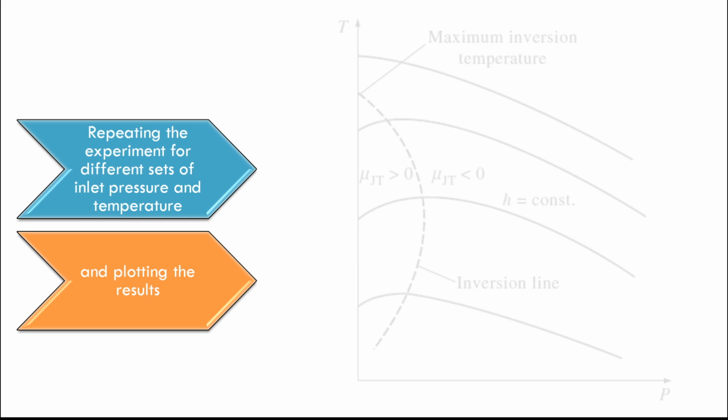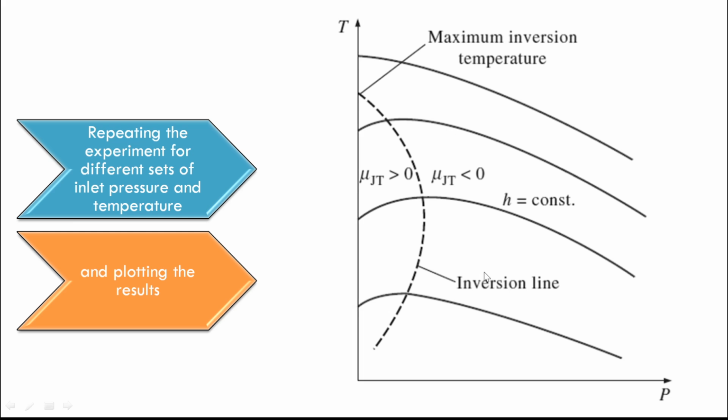Plotting the results, you will get different constant enthalpy lines like this. At a particular point on each constant enthalpy line, you can see that the slope will be 0. That is, dou T by dou P, mu JT, is 0. The slope of the isenthalpic line will be 0 at a particular point on each constant enthalpy line.